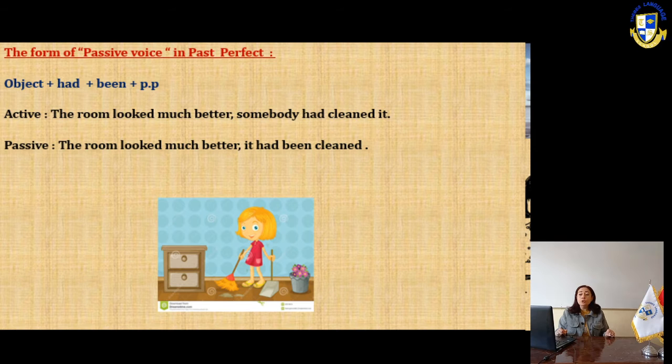The room looked much better. Somebody had cleaned it. The room is the subject, looked is the verb in the past simple. Let's look at the other sentence. Somebody had cleaned, this is the past perfect. Let's say that the room looked much better. It had been cleaned.